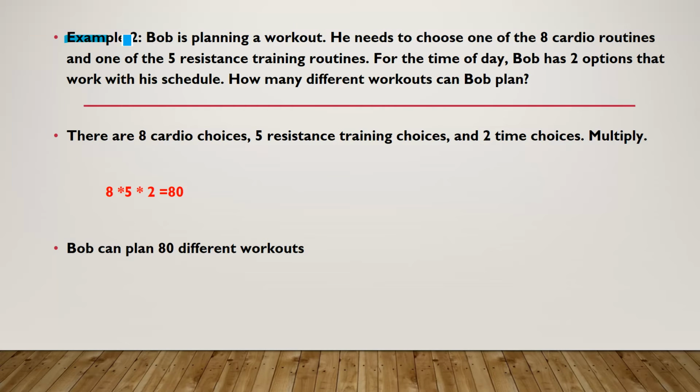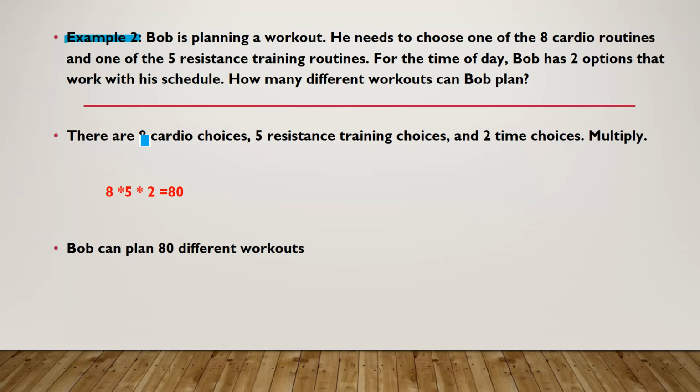Example number 2 is that Bob is planning a workout. He needs to choose one of the 8 cardio routines and one of the 5 resistance routines. For the time of day, Bob has 2 options that work with his schedule. How many different workouts can Bob plan?